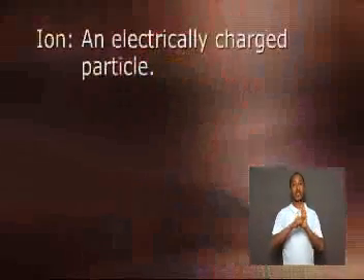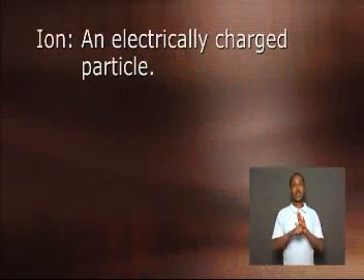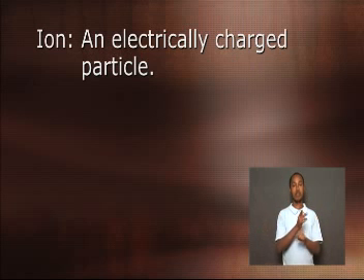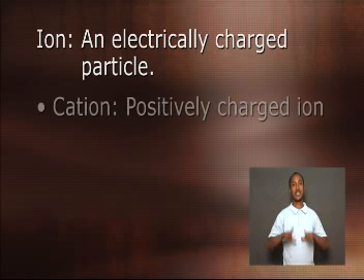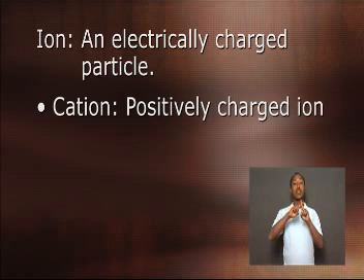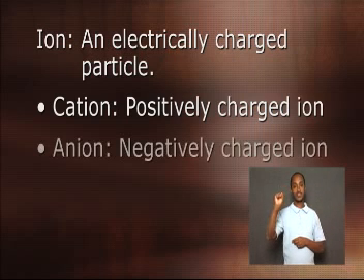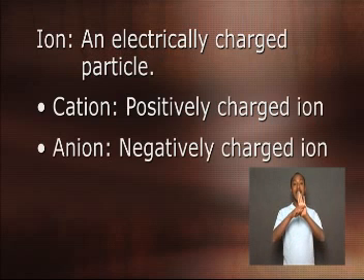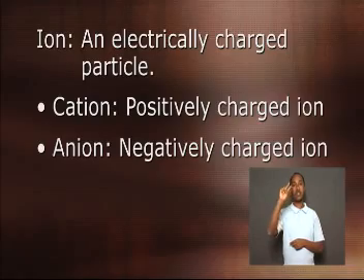When atoms either gain or lose electrons, they become ions. An ion is an electrically charged particle. There are two different kinds of ions that exist. Those that are positively charged, which are called cations, and those that are negatively charged, which are called anions.